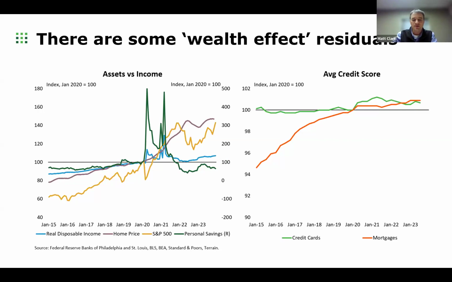Some of that is the idea of assets and income. That's the chart on your left. If you think about assets like home prices or the S&P 500, again comparing those to January 2020, they've really taken off. They've run very, very, very fast. Real disposable income, or the amount that individuals actually have to spend at the end of the month, the amount of income that they have, has also increased quite sharply, and it's maintained.